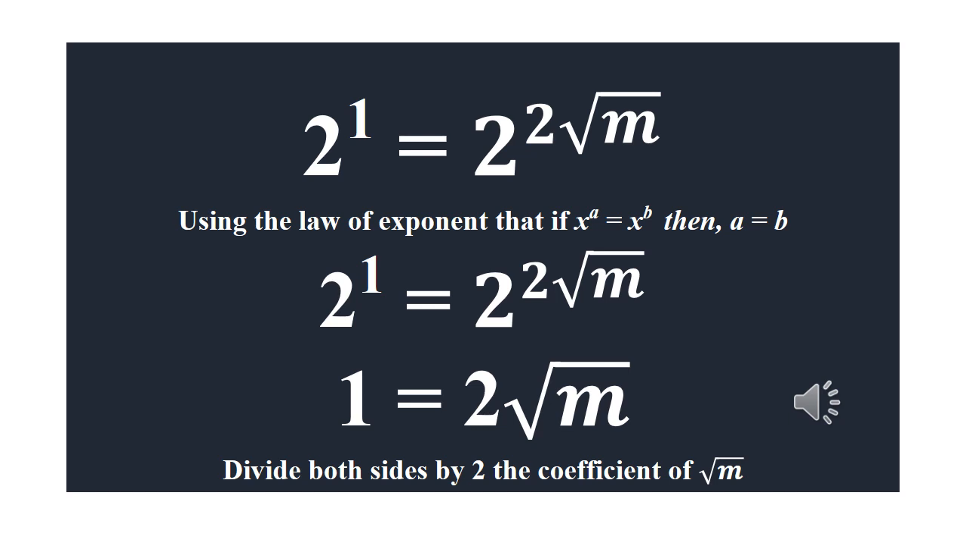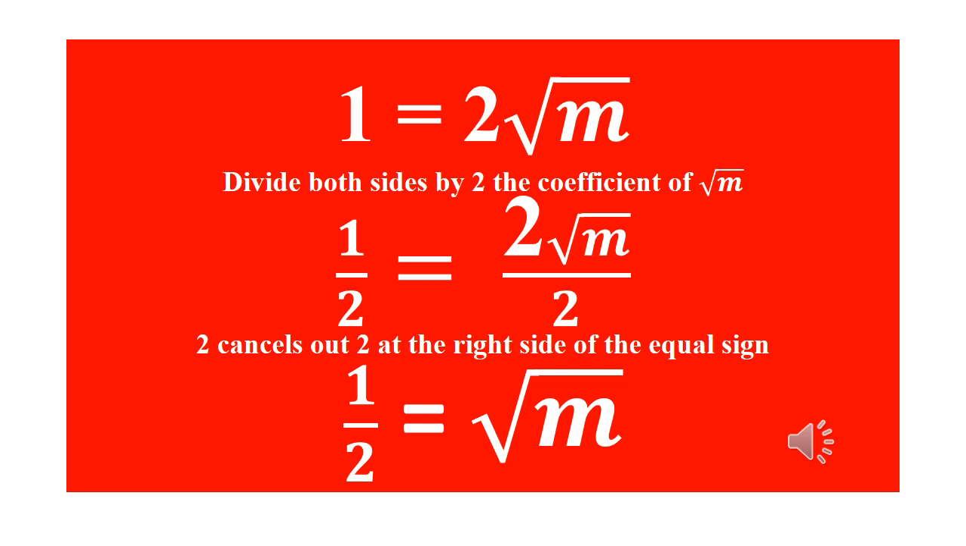So we can divide both sides by 2, the coefficient of square root of m. If we divide both sides by 2, we are going to have 1 divided by 2 equals 2 square root of m divided by 2. Then 2 cancels out 2 at the right side of the equal sign. We have 1 over 2 equals square root of m.